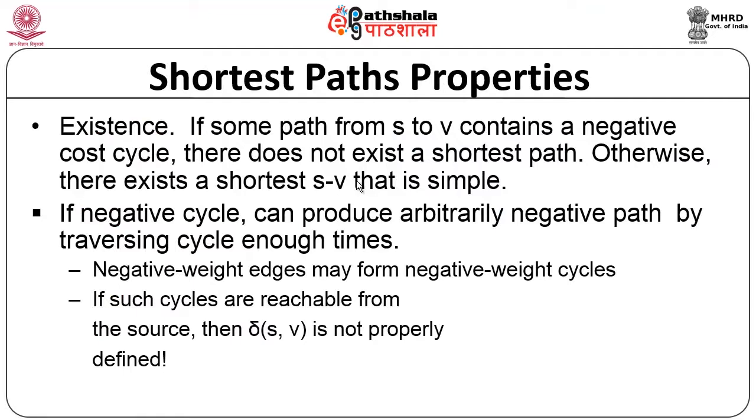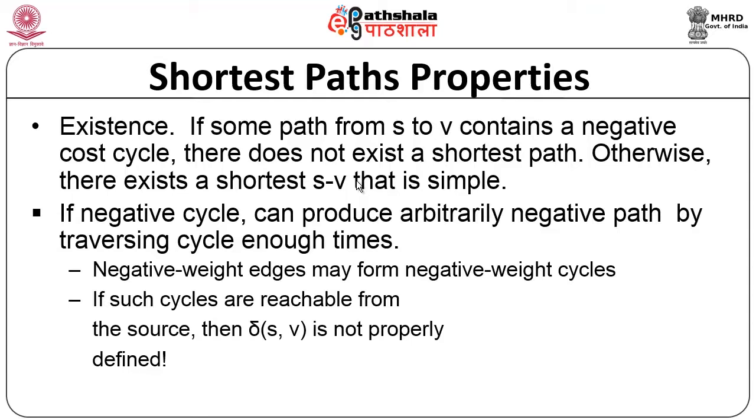Now, before we go further, let us discuss some properties of shortest paths. First is the existence of the shortest path. If some path from S to V contains a negative cost cycle, remember it is not only a negative cost edge, but a negative cost cycle, what is the meaning of that? That is again going round and round. There does not exist a shortest path. Otherwise, there exists a shortest path from S to V, and that is simple. A negative cycle can produce an arbitrarily negative path by traversing the cycle enough times.